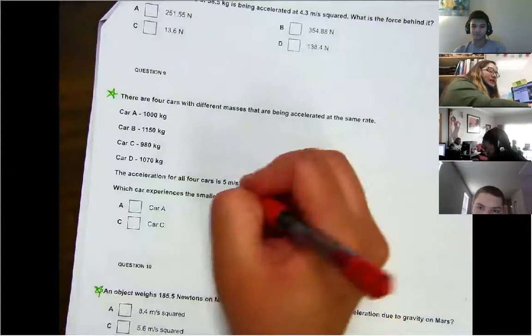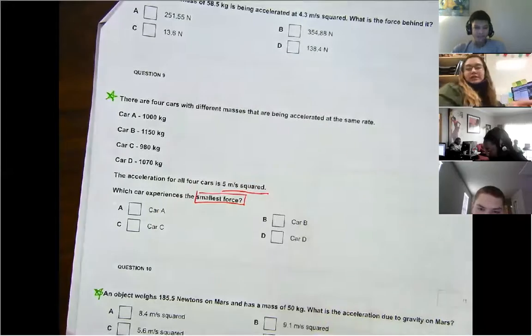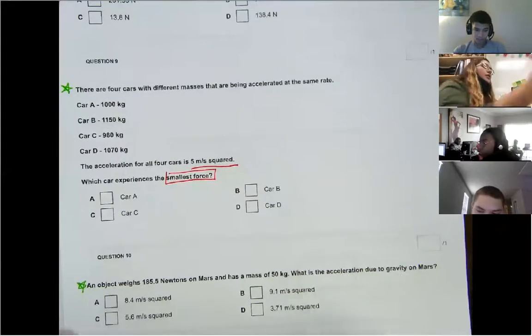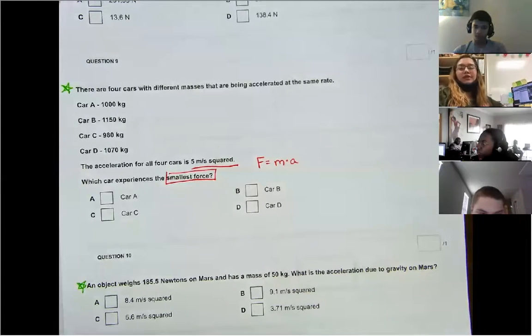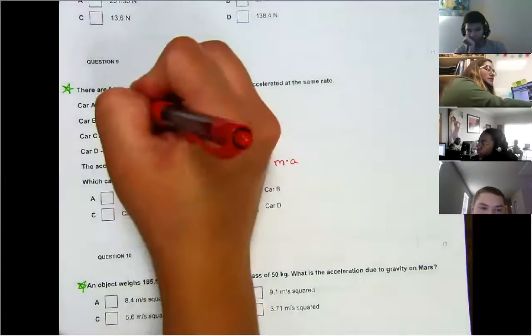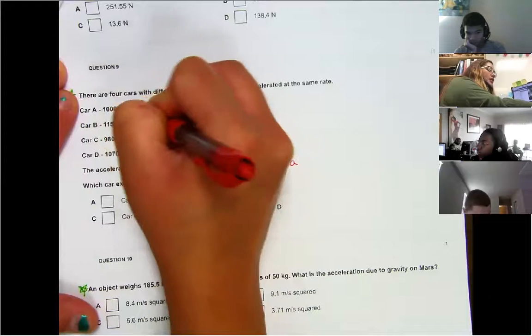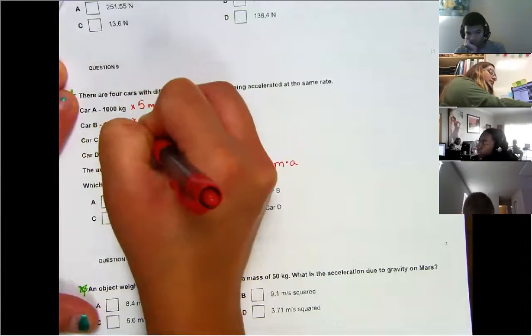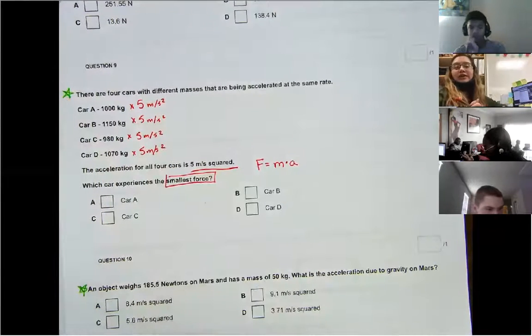There are 4 cars with different masses that are being accelerated at the same rate. The acceleration for all 4 cars is 5 meters per second squared. Which car experiences the smallest force? So we want the car with the smallest force. Remember, force equals mass times acceleration. So that's the formula you're going to be using for all of these. These are all in kilograms, so those are all your masses. All you have to do is multiply them by 5 meters per second squared. And then you get your force.